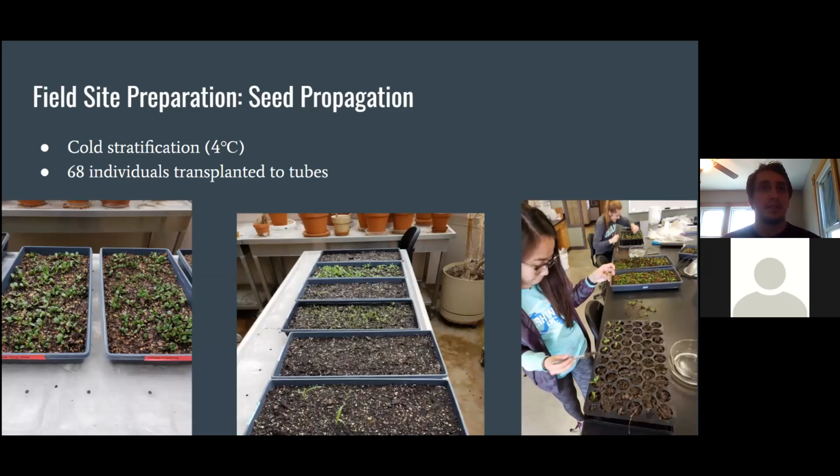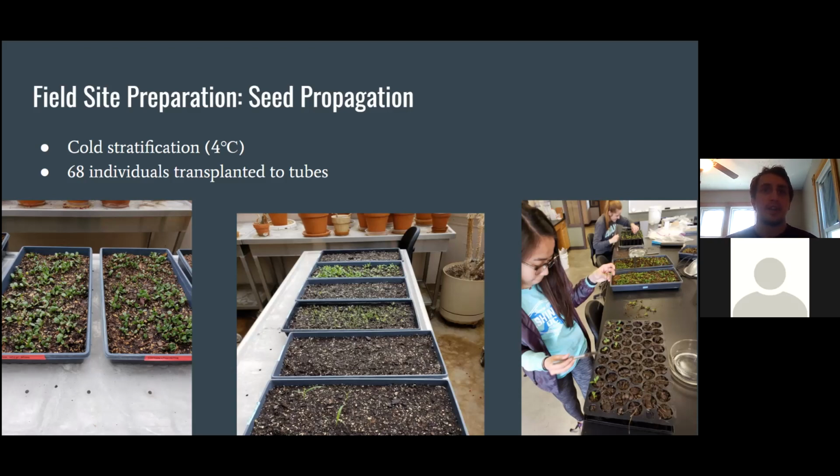To get the plants ready for the field site, we first had to germinate the seeds of the three plant species so they could be transplanted later on. Initially, we sowed the seeds in the standard planting trays with potting mix. We stratified the seeds at 4 degrees Celsius in a fridge to simulate the winter season.